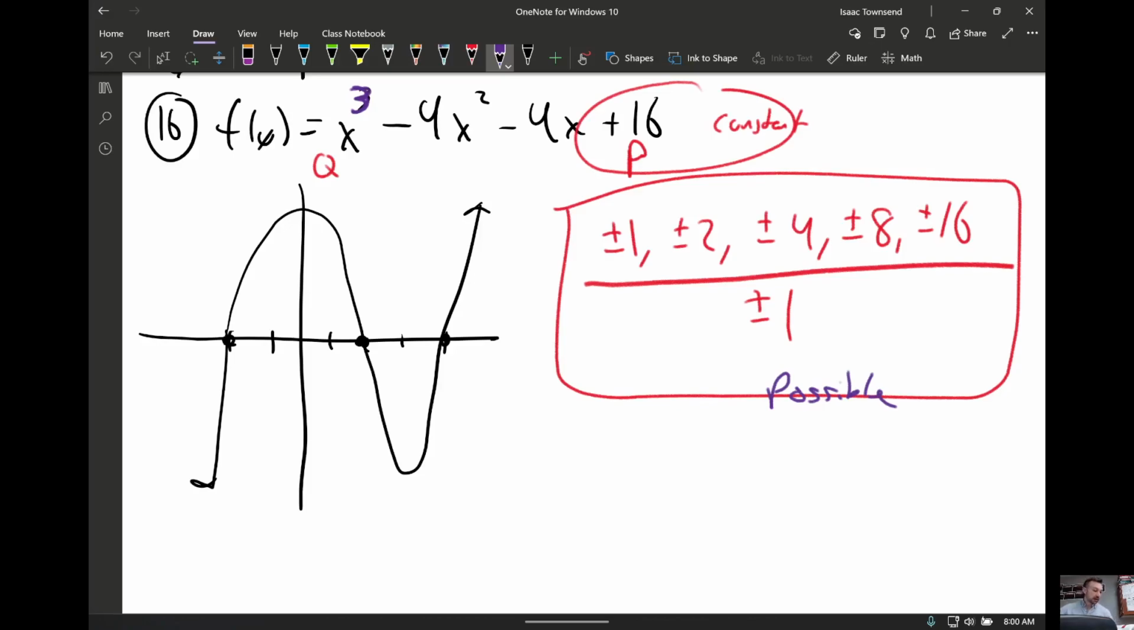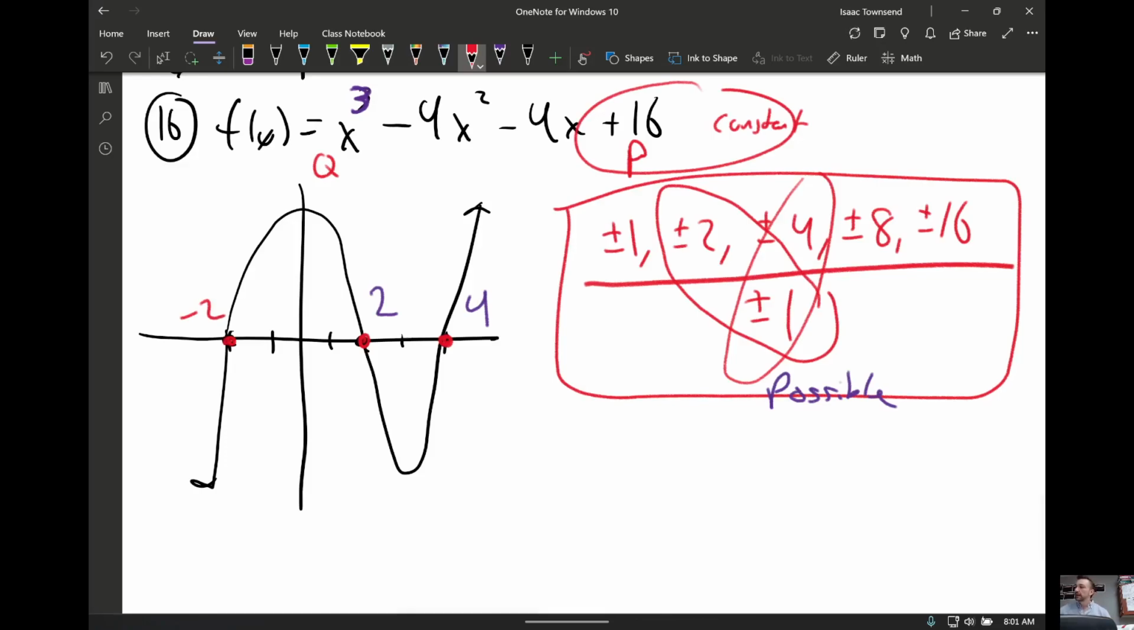But they want you to look at the graph and see that 4 is actually a 0, and they want you to see that 4 is in the list. Positive 4 over positive 1. They want you to look and see that 2 is actually a 0, and confirm that 2 is in the list. Positive 2 over positive 1. And negative 2. Negative 2 over positive 1, also in the list. So they're trying to help you see that visual connection with the P over Q list, the possible rational zero list.